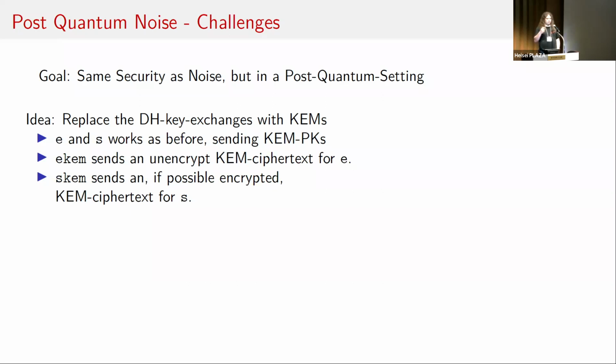And then we introduced two new tokens here, the ECAM and the SCAM. ECAM means this is a KEM ciphertext that's encapsulated for the ephemeral key, and SCAM means it's encapsulated for the static key. And to somehow try to stay consistent with what Noise does, ECAM ciphertexts are generally sent unencrypted, and SCAM are, if there is already a key, sent encrypted.